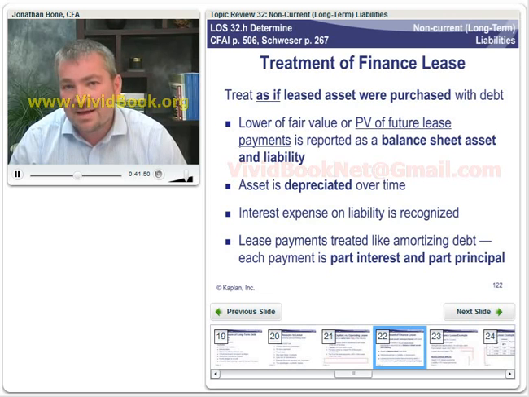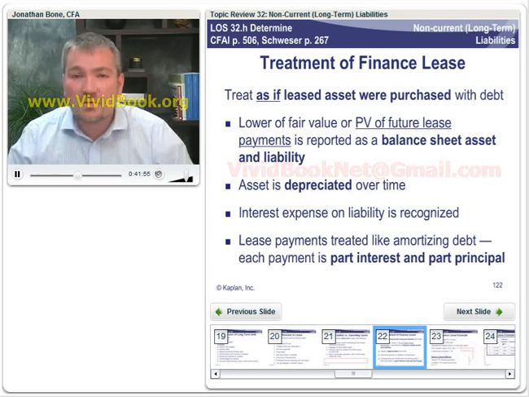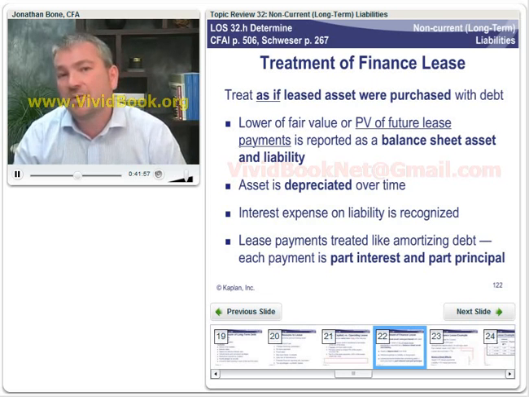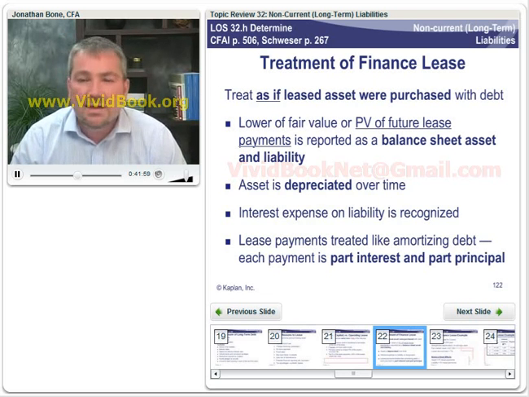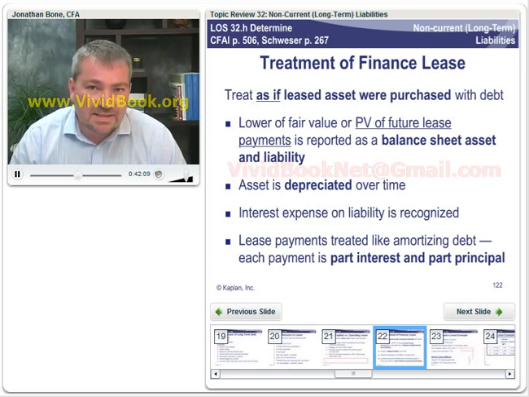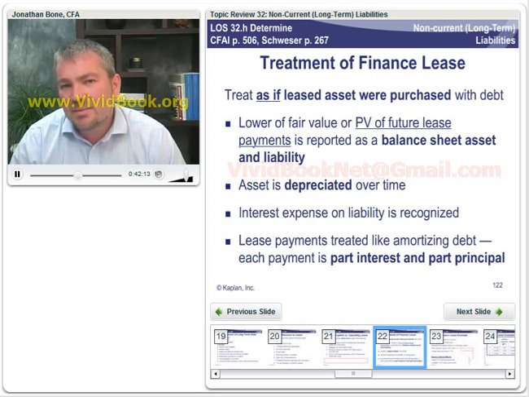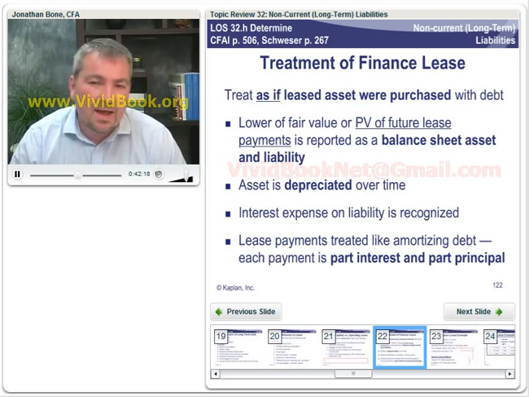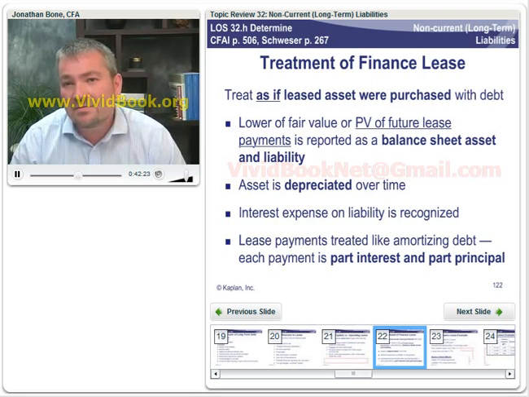During the lease's life, the asset and liability do not have to equal one another. Both have their own separate double entry bookkeeping driving them. In fact, the asset, because it's in PP&E, plant, property and equipment, is going to be depreciated over the life of the lease. Interest expense is going to be recognized on the liability. So notice we're going to treat the liability a little bit like amortizing debt, where each payment we make, part of it is paying off the interest and part of it is paying off the principal.